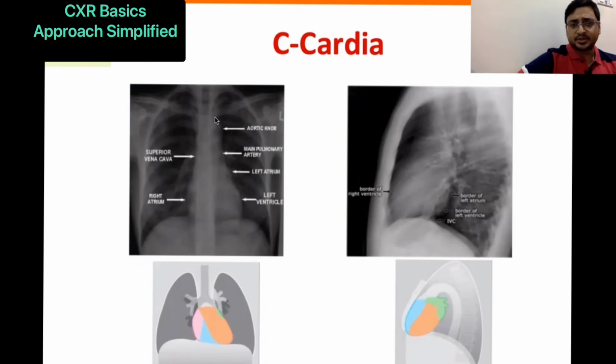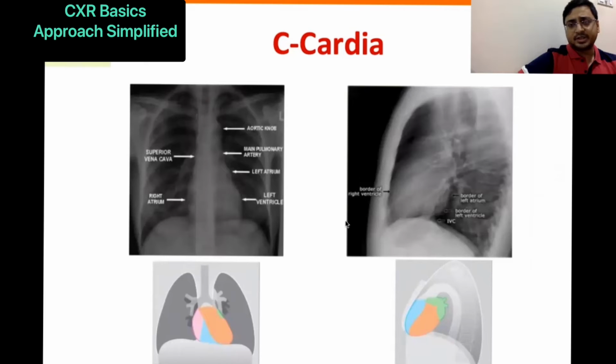So these are the structures. This convex is the aortic knob, aortic knuckle. Then you see the main pulmonary artery, we call it pulmonary bay. Then is the left atrium, the left atrial auricle or left appendage. Then the left ventricle, and this is how the left border is. On the right, there is the superior vena cava. Then the right atrium, as a whole, comprises the right border.